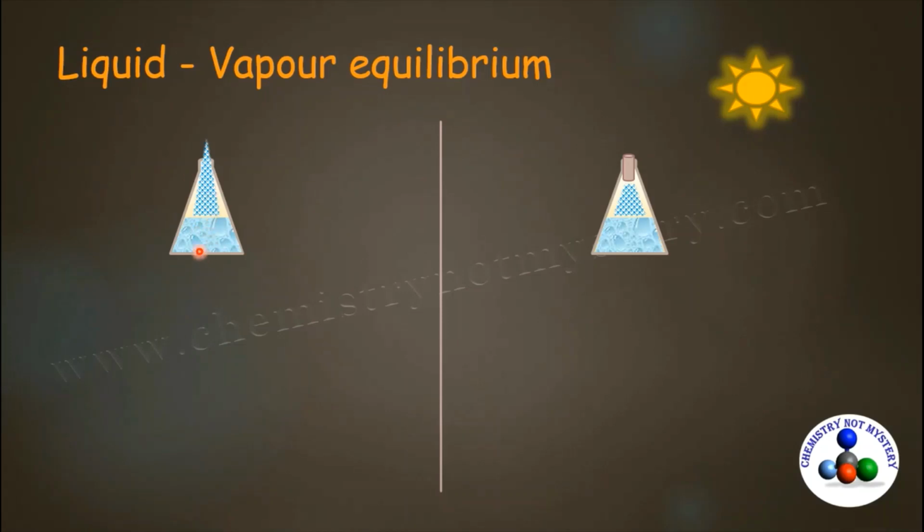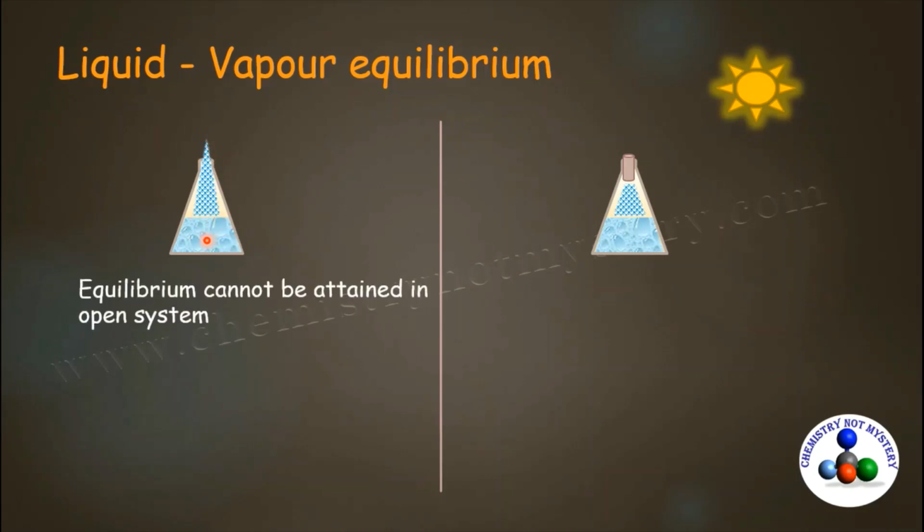Now again observe the same experiment. In the first case, when the vessel was open and vapors are allowed to go into space, no reverse reaction or condensation reaction is possible. So in that case, equilibrium cannot be attained, or you can say equilibrium cannot be attained in an open system. While in the closed system, vaporization and condensation, both reactions can take place. And at a certain point when they become equal, equilibrium can be attained. Or you can say equilibrium can be attained only in a closed system.